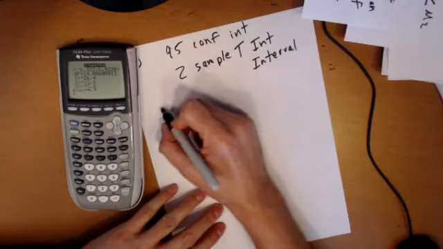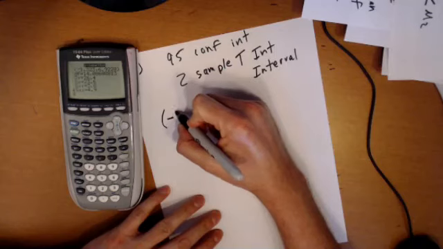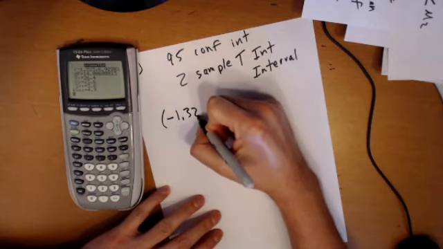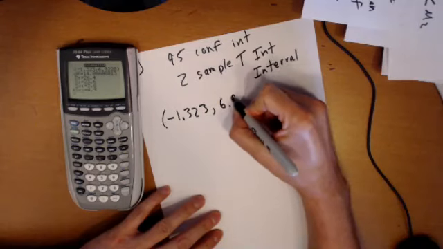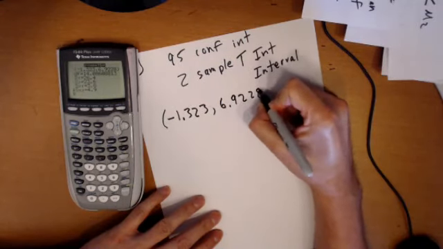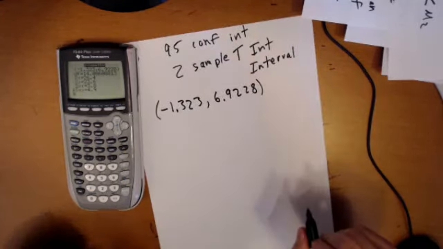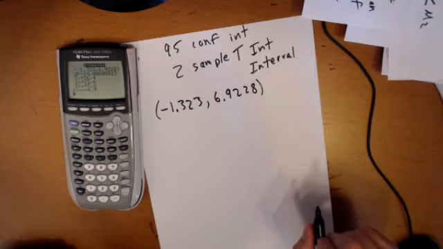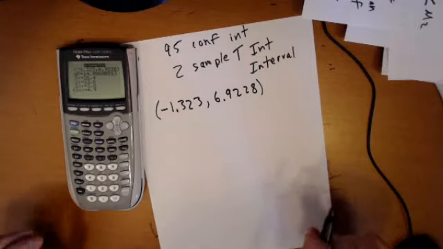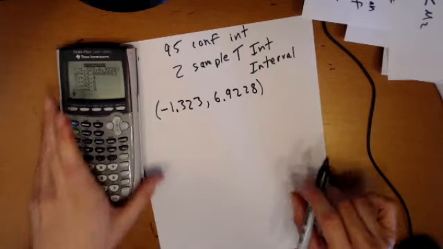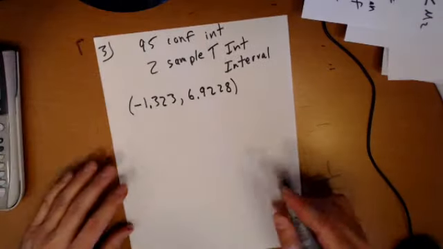Okay, so we get a confidence interval of negative 1.323, comma 6.9228. Negative 1.323, comma 6.9228. Again, there's a weird formula for degrees of freedom. It's that same one we were using before. Just ignore that. Okay, here's our confidence interval.